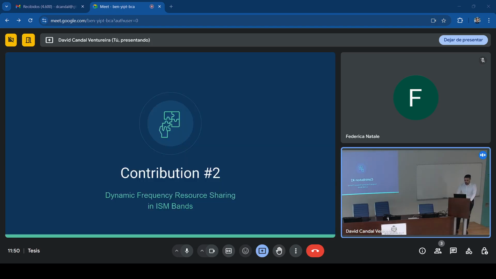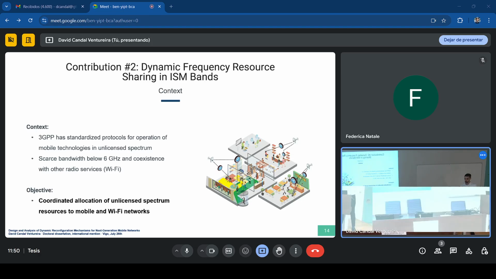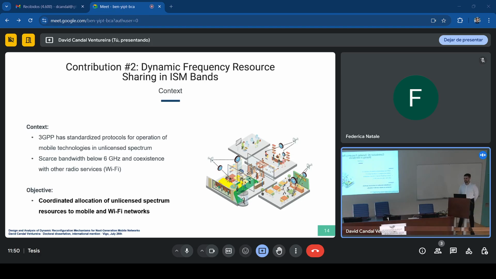My second work is focused on coordinating the transmissions of mobile and wireless LAN technologies in unlicensed bands to better control QoS in these scenarios. LTE introduced operation in unlicensed bands to extend the capacities of mobile networks or for a standalone operation similar to Wi-Fi. And this was also continued in 5G standards.